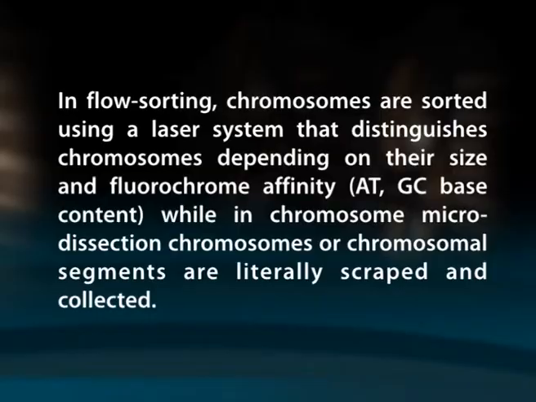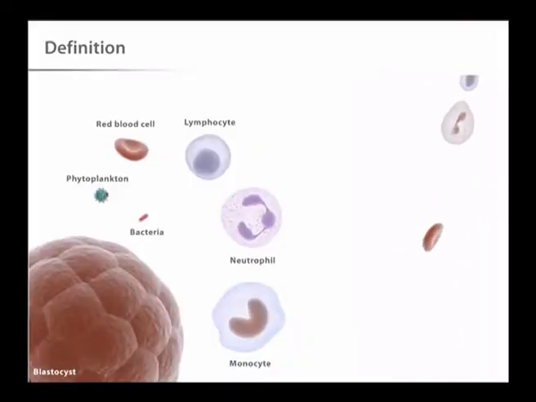Specific chromosomes can be isolated from the rest of the genome by flow sorting or fluorescence activated cell sorting (FACS) and chromosome micro-dissection. In flow sorting, chromosomes are sorted using a laser system that distinguishes chromosomes depending on their size and fluorochrome affinity, that means the AT, GC base content, while in chromosome micro-dissection, chromosomes or chromosomal segments are literally scraped and collected. In contrast to flow sorting, micro-dissection allows the isolation of small chromosome fragments.